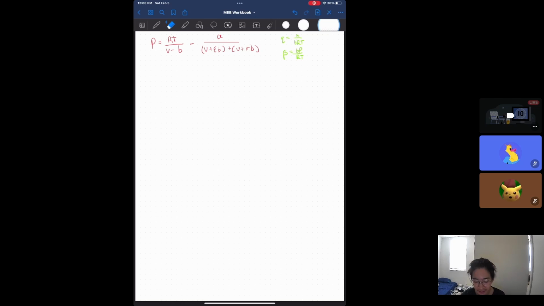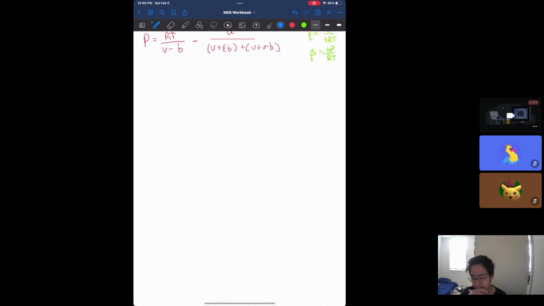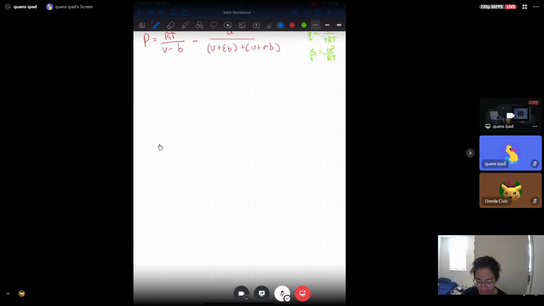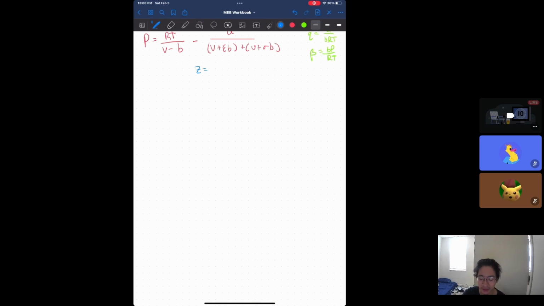So, how do we start? Well, recall that the compressibility factor is z equals pv over rt. So we'll want to get the left-hand side of the equation to match that, but we still want our expression to be algebraically equivalent. So we'll say that PV over RT. And how do we get that to match?